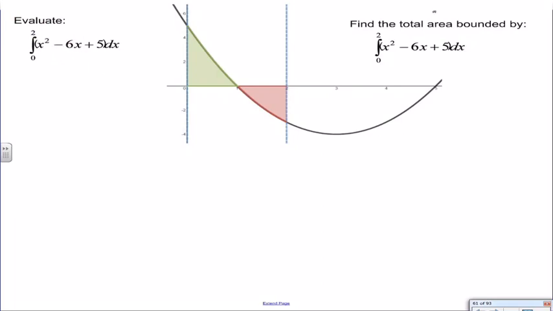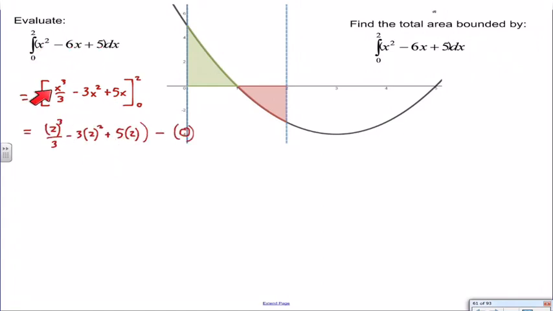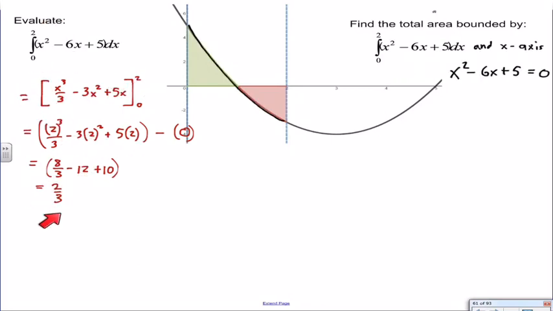So here we have evaluate the integral from 0 to 2 of this particular function, and here we have find the total area bounded by this particular function. So I have to do in terms of getting the difference. In this one, you're just going to do all the things that we've been doing for practice. We've been practicing the fundamental theorem of calculus, which we take the antiderivative and evaluate at 2 different points. Just pay attention to the notation. The net value turns out to be 2/3.